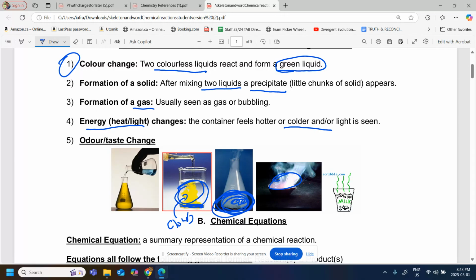You might also have an odor or taste change. Typically, you wouldn't taste things in the lab, but odor change, you could smell that pretty readily. But just an example, when milk rots, it smells different, it tastes different. That's because the new compounds that are made have a different odor and taste altogether. So you look for these clues, and if you spot these clues, that's how you know that a chemical change has likely happened.